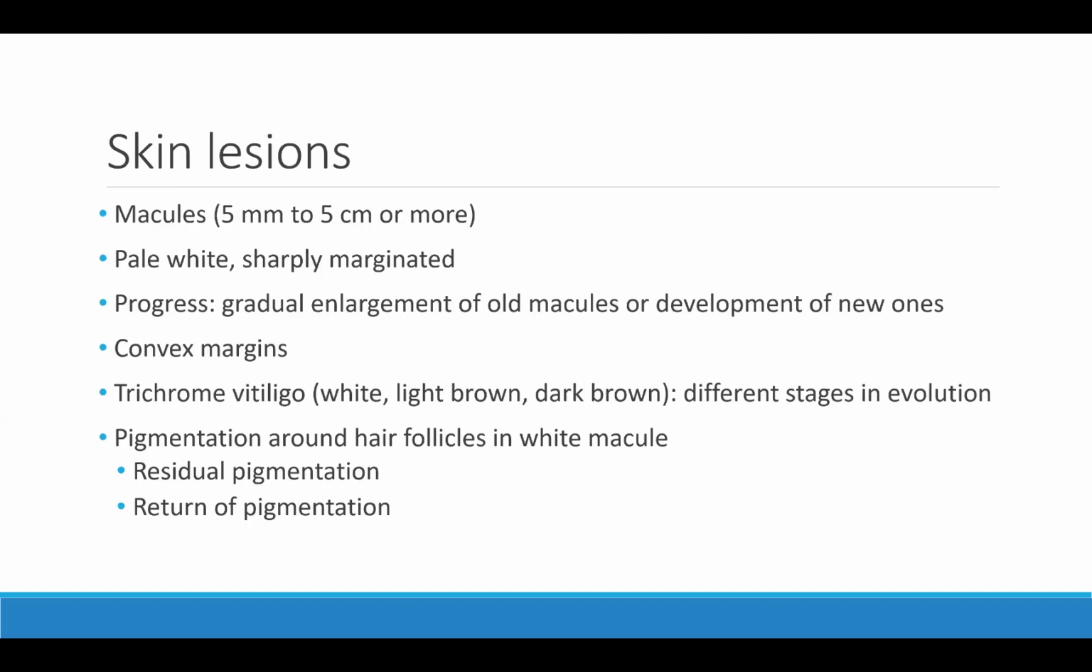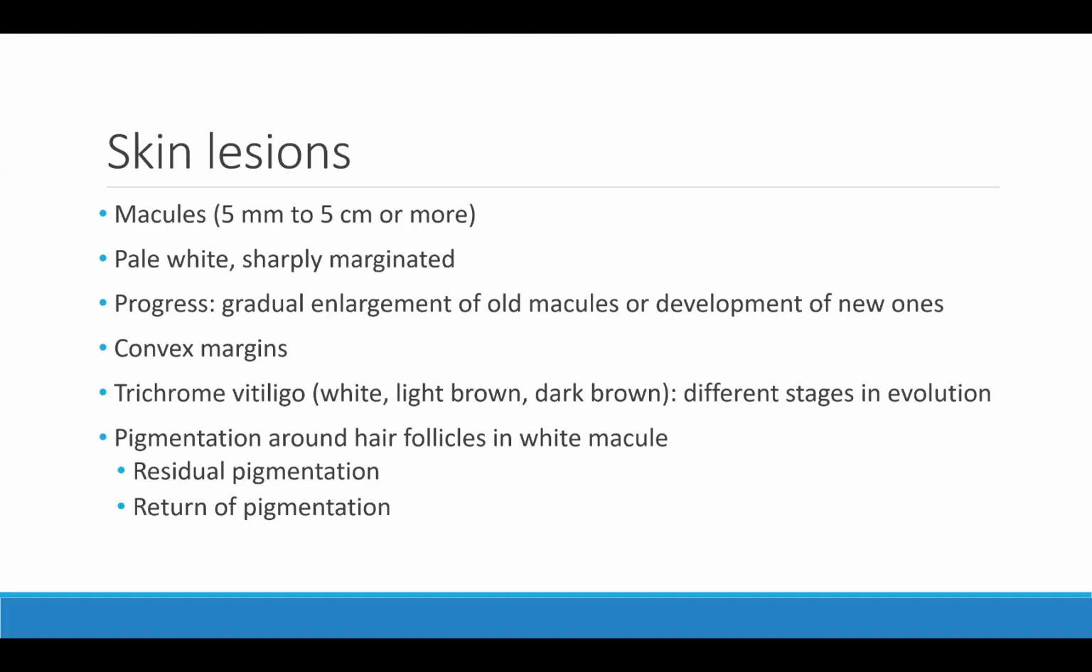The skin lesions often present as macules, ranging from 5 millimeters to patches 5 centimeters or more. They are often pale white and sharply marginated, and with progress, you get gradual enlargement of old macules or development of new ones. Often you see convex margins. Trichrome vitiligo is when you get three colors: white, light brown, and dark brown, and they reflect different stages in evolution.